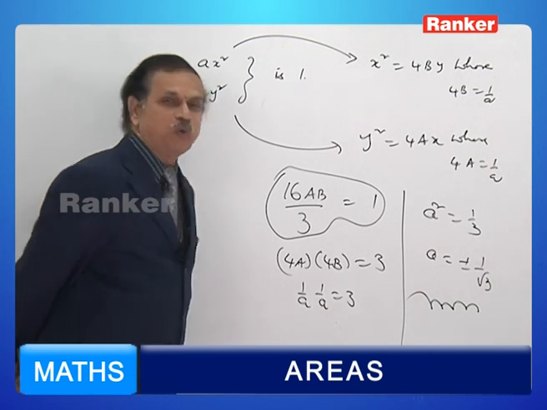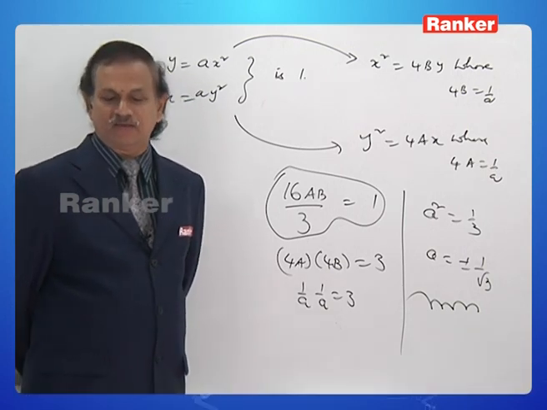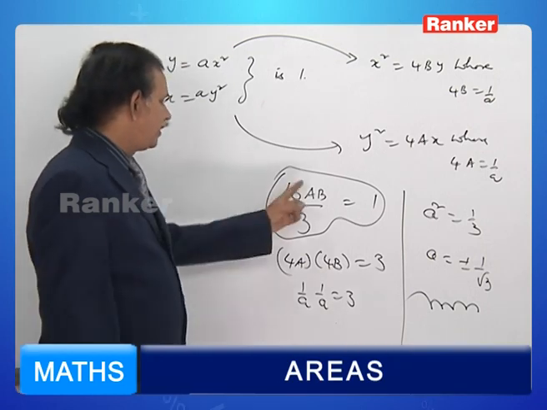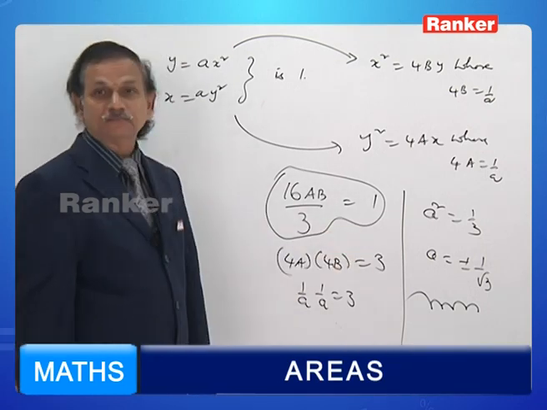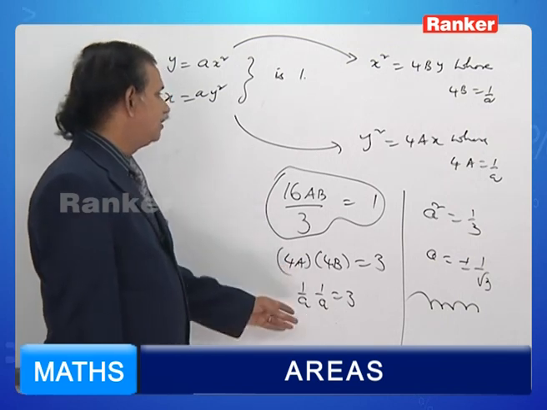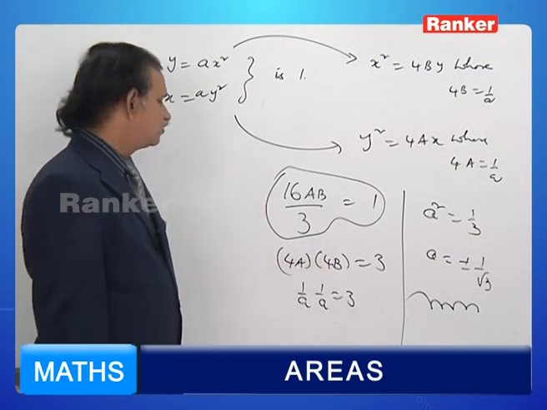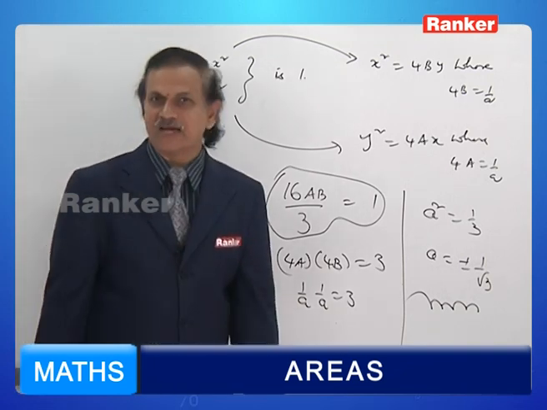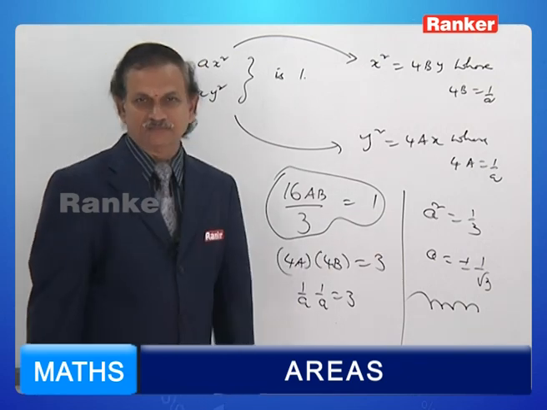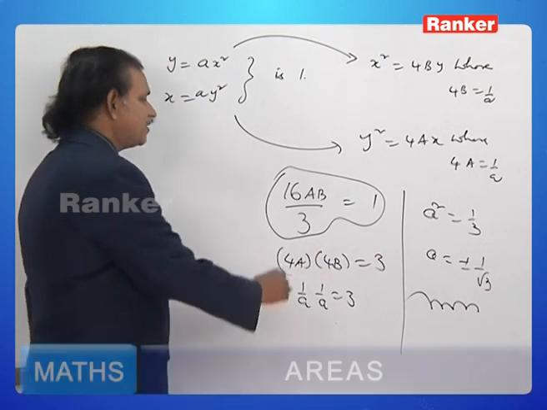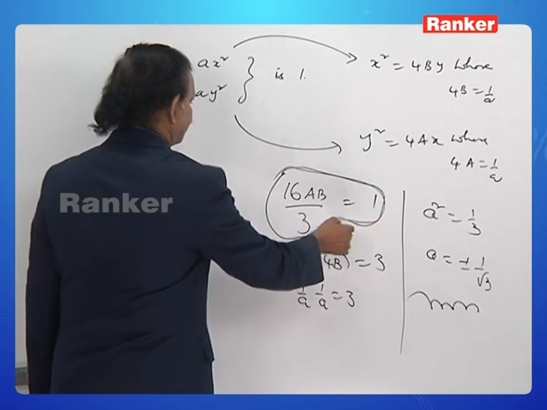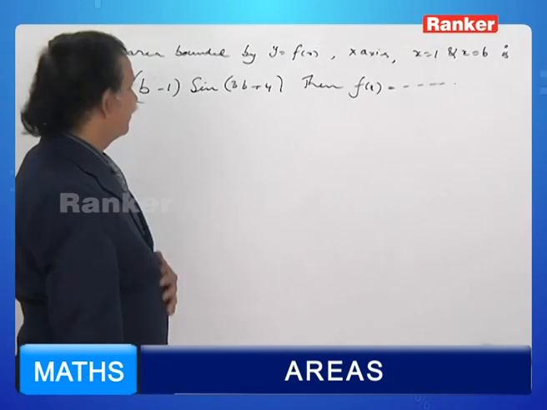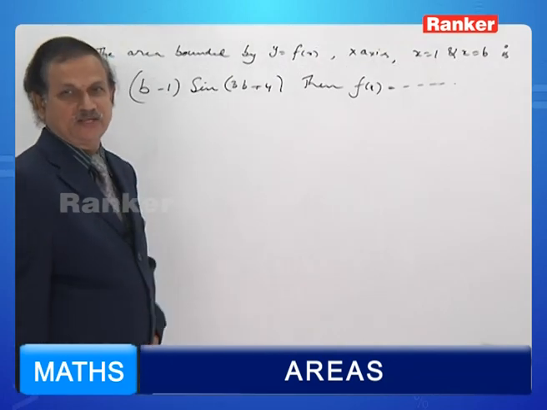And the area is 1 according to the data given. So 4a into 4b is 3. But 4a is nothing but 1 by a. 4b is also 1 by a. Hence, 1 by a into 1 by a is 3. That is, a square is 1 by 3, or a is equal to plus or minus 1 by root 3 is the right answer. So, it is quite beneficial, of course, to know the standard results as formulas. Please mind this. Really a beautiful question is before you.